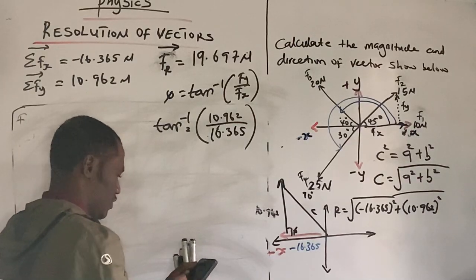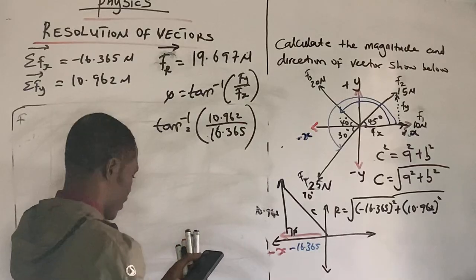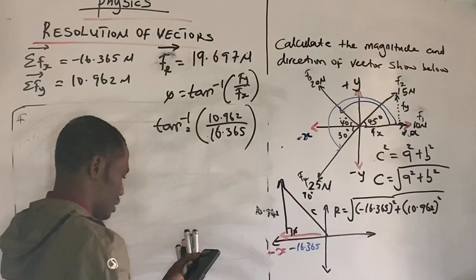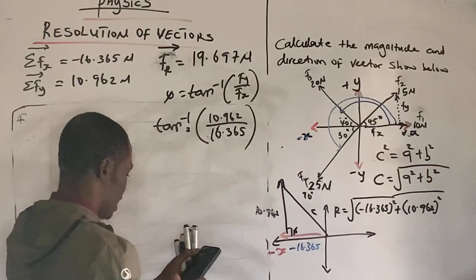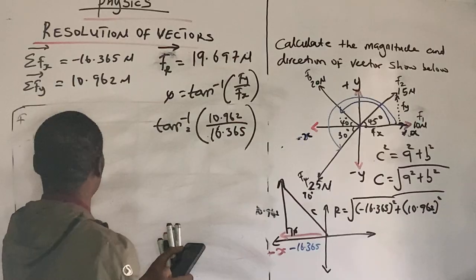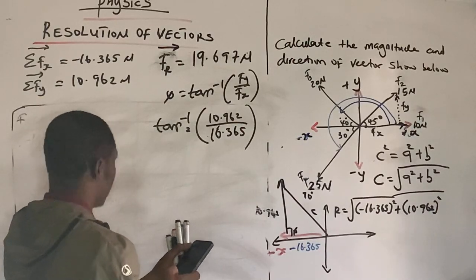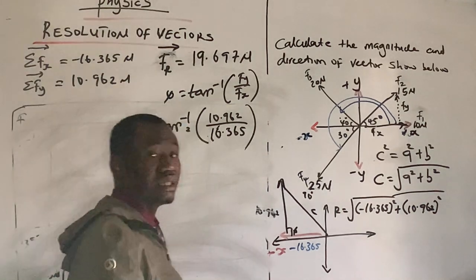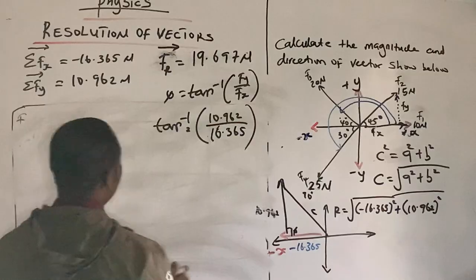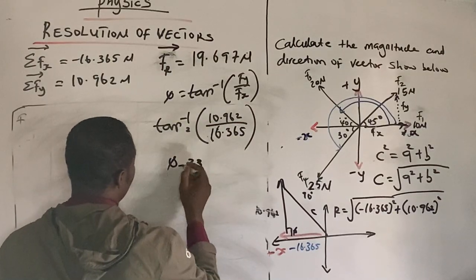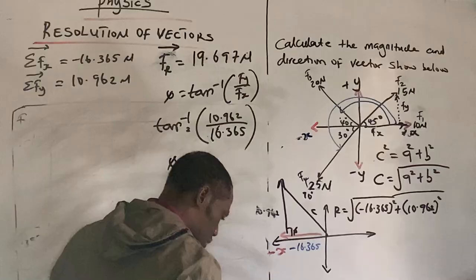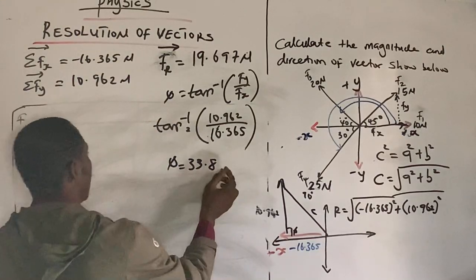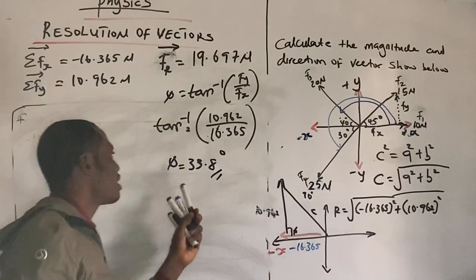All right, so what is my answer? Let me review it again. Shift tan of 10.962 divided by 16.365. All right, I've got my answer now. This is 33.84 degrees. So my theta here is 33.81, approximately 33.8, that's okay, degrees. All right, so this is 33.8 degrees.